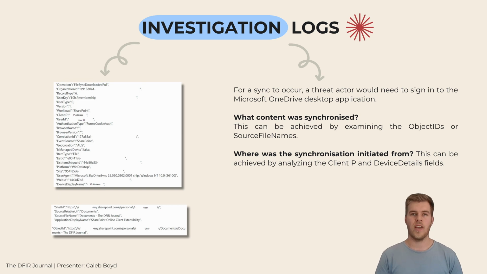There's an operation within the unified audit log known as FileSyncDownloadedFull. Looking at that operation, we can understand the file names, the file sizes, and also the IP address where those sync actually occurred from. So that helps understand the data that is affected from a sync occurring.